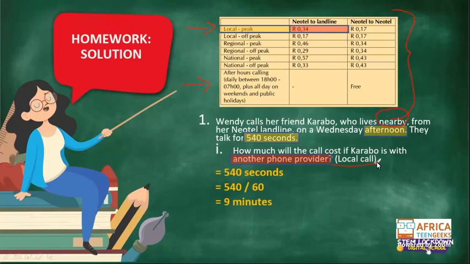So how much does it cost us per minute? If we look at the table, how much does it cost us per minute? The cost per minute, thank you, Sharon, is 34 cents. Yes. So we're just going to times 9 minutes by 34 cents, and we get 3 Rand and 6 cents. This is how much this call is going to cost Wendy. Okay, that's easy enough, right? Everybody? Everybody still okay?